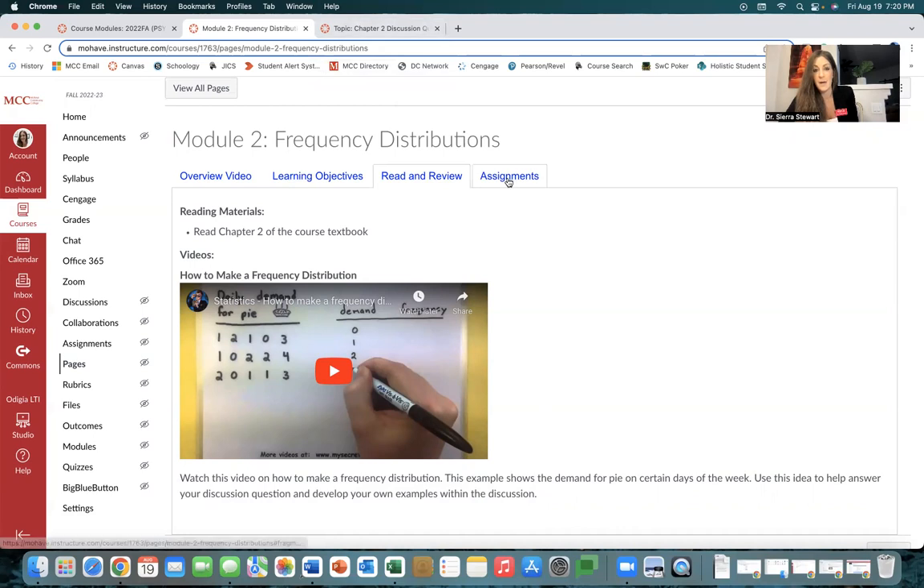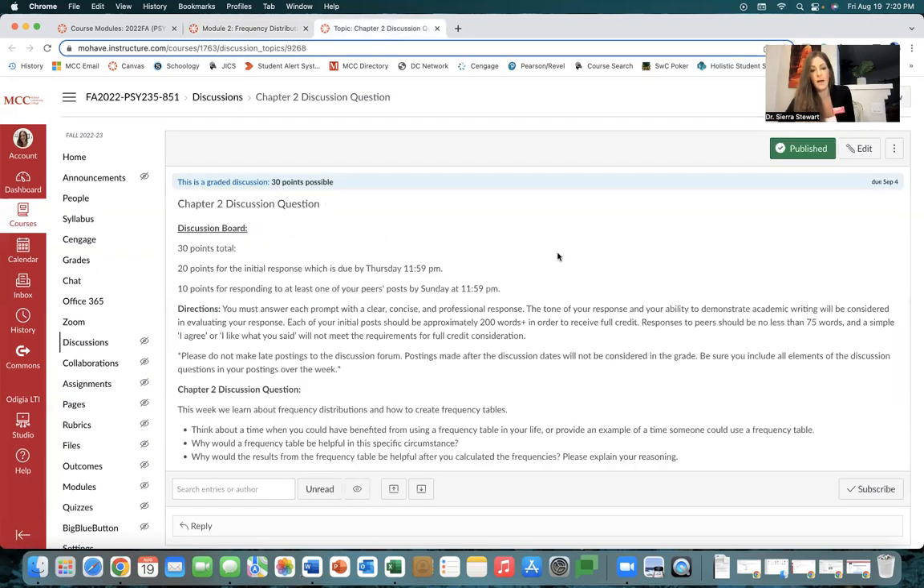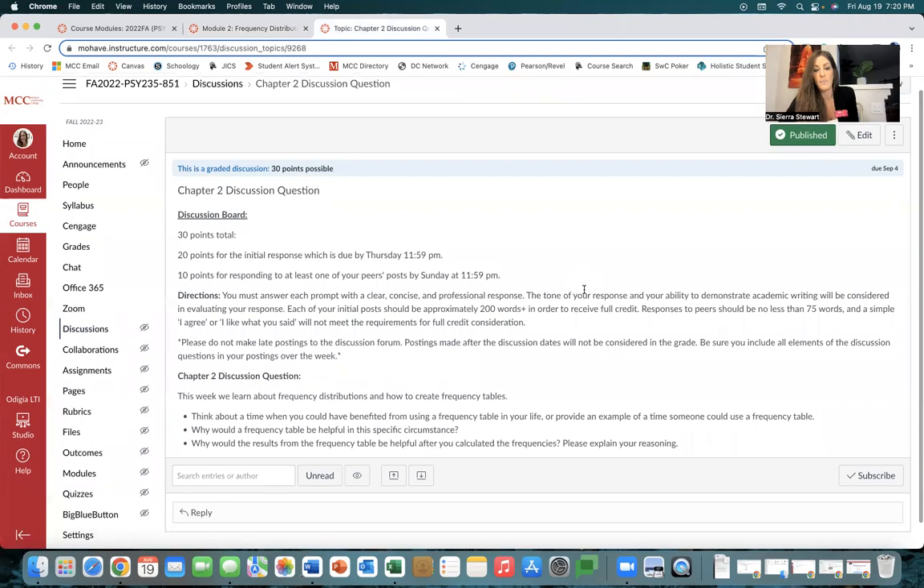And the reason that I want you to have a good understanding of this is because for your assignments, one, like I said, you're going to see it in your MindTap work. So this is how you click on your MindTap to get that done for the week. But for your discussion this week, I'm going to ask you to think about a time where you could have benefited from using a frequency table, or maybe you are going to do something and you think that a frequency table would be beneficial to use. You can do that if you'd like, but go ahead and provide an example of when or if you could have used one, and why that would have been helpful in that circumstance.